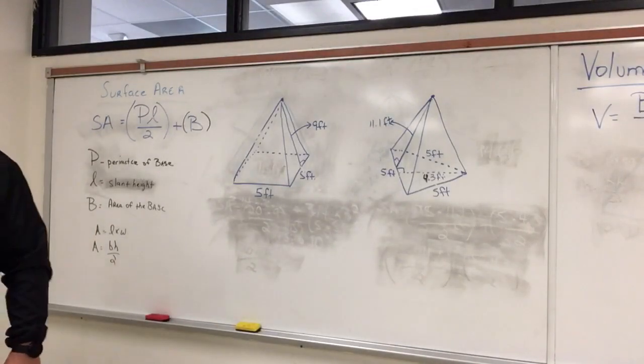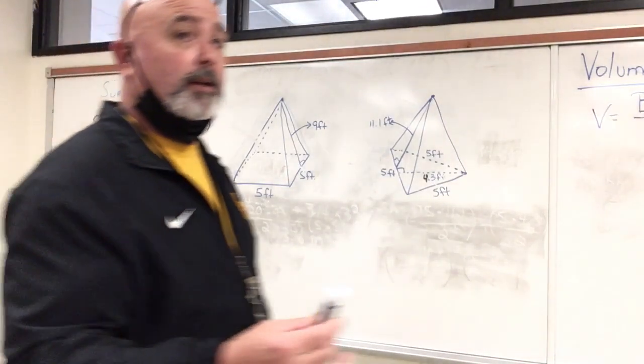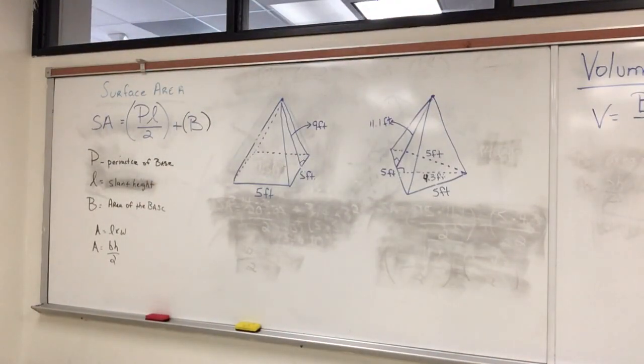We're going to talk about volume of pyramids today. Recap. What is surface area? It's like trying to cover an object. It's covering an object. Okay, it's on the outside, right? That's bottom, sides, top, whatever. Okay, it's what it takes to cover the object.